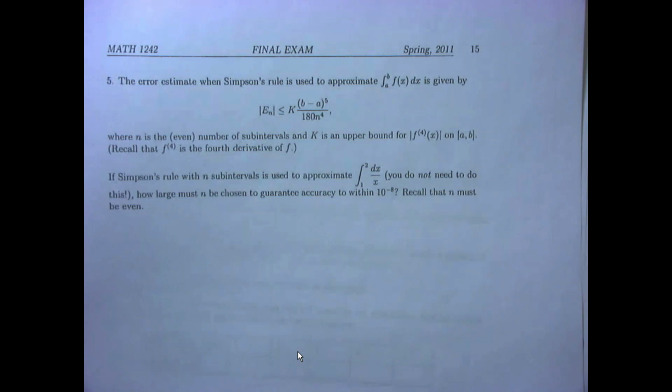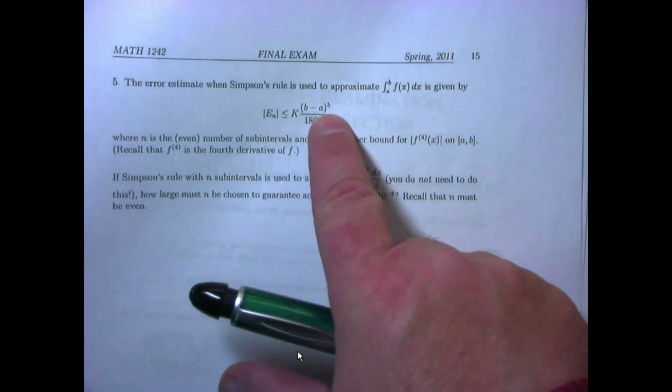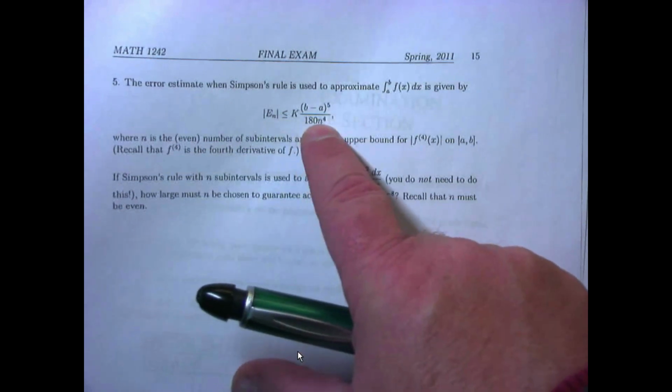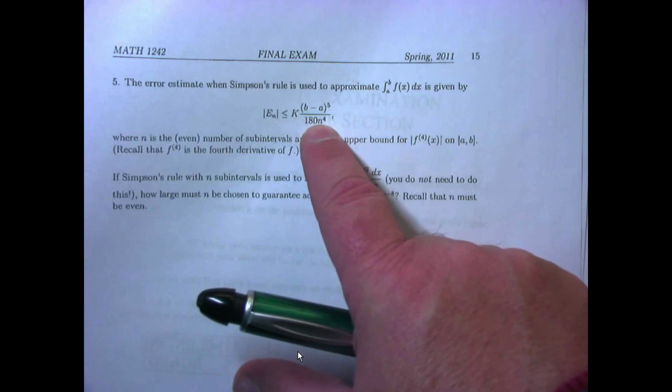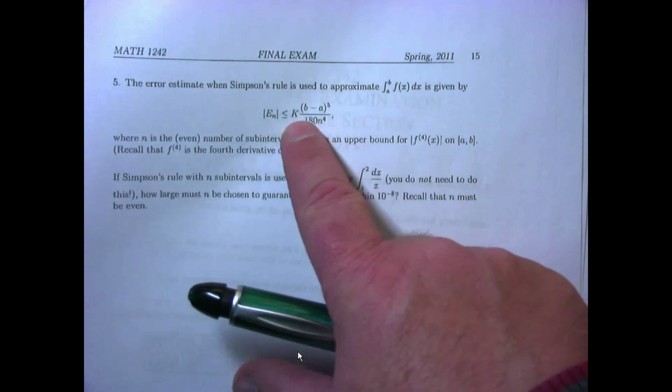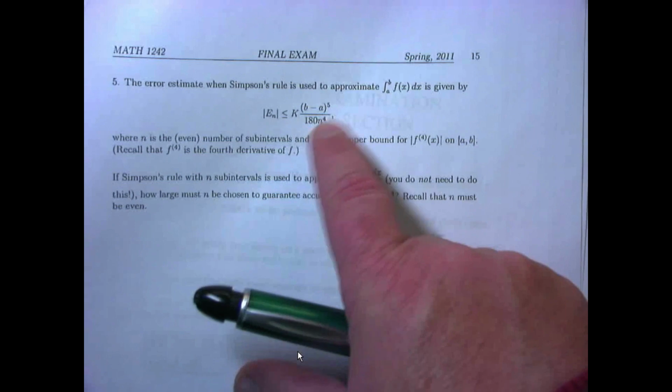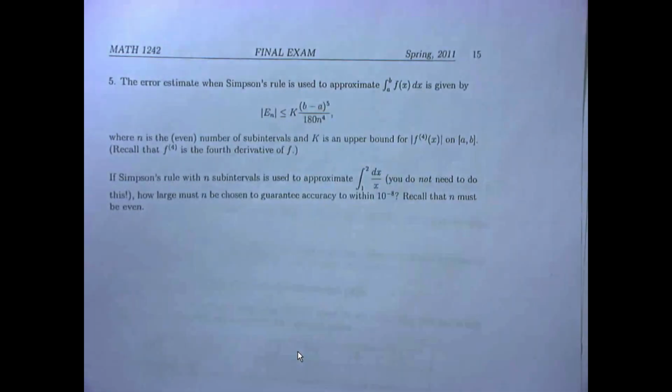What was the error formula for the trapezoidal rule? It was less than or equal to k times b minus a cubed over 12n squared. And what was the midpoint rule error formula? K times b minus a cubed over 24n squared. Remember your formulas, things you were supposed to have memorized. But they were nice enough to give this to you. They didn't have to. You were supposed to memorize everything.